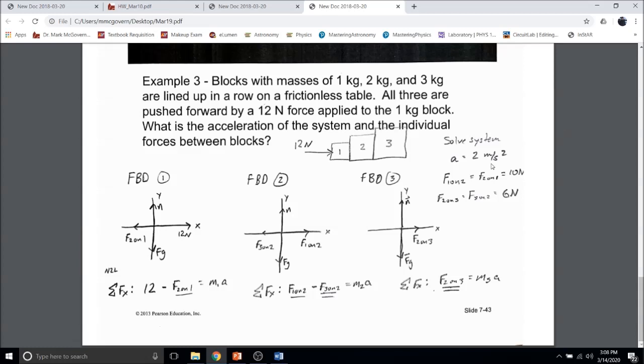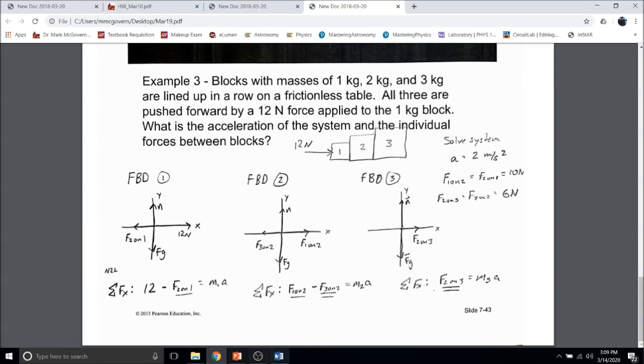This problem makes a lot of sense when you think about it like this. You need 12 newtons to push 6 kilograms, right? The interaction between 1 and 2 has gone down to 10 because 10 needs to push 5. Great. Then we look at between 2 and 3. We're only pushing a 3 kilogram mass. We only need 6 newtons to push a 3 kilogram mass at 2 meters per second squared. So the magnitude of the forces is decreasing as we move through the blocks. You go from 12 to 10 to 6. And that's a pretty good analysis of what's going on in the system here.